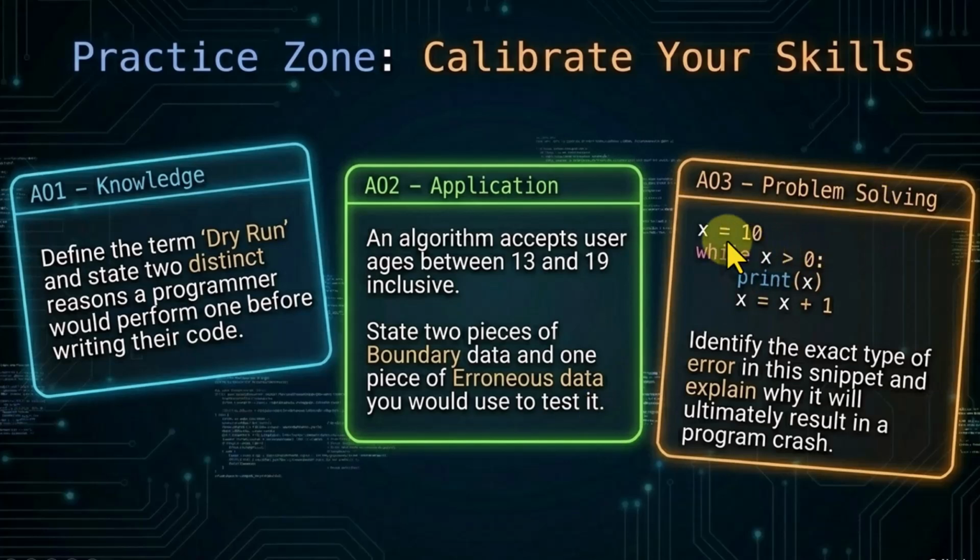Then problem solving. Here you are given a code. Identify the exact type of error in this snippet and explain why it will ultimately result in a program crash. So we have x equal to 10 and x is incremented by 1 every time, and our condition is if x is larger than 0. So x is larger than 0 at first and x is incrementing, so every time it's adding 1. So that will simply create a logic error.